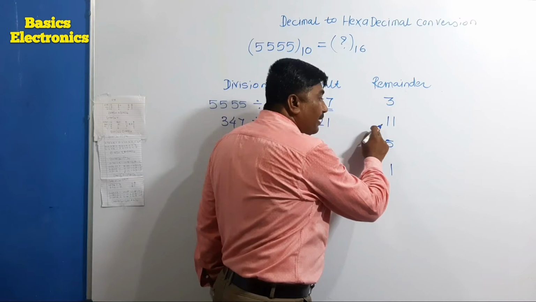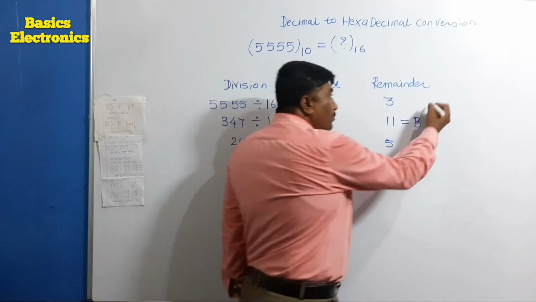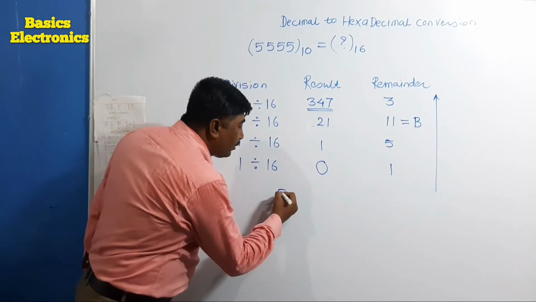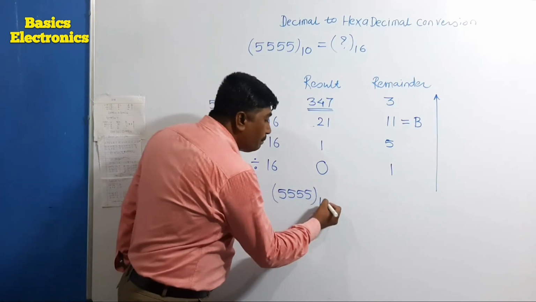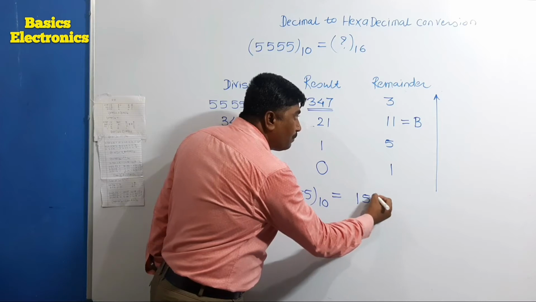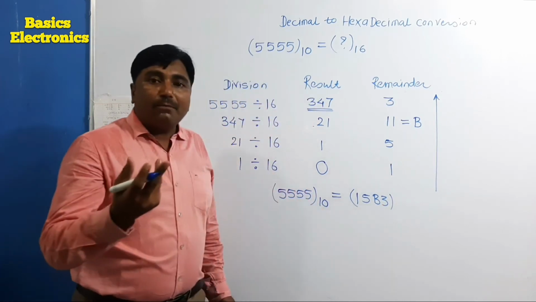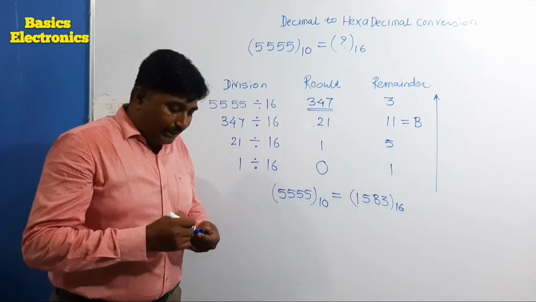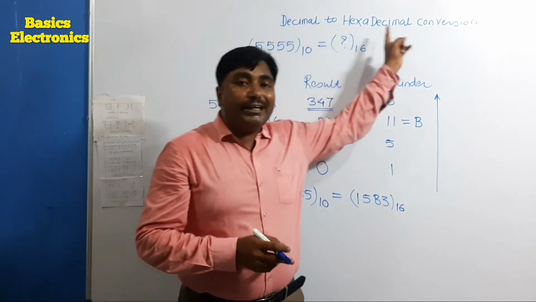So here is the 11, and 11's equivalent in hexadecimal is B. Now we can write down these remainders in reverse order. So 5555 base 10 is equal to 15B3. We have to write down the base too. The base of hexadecimal is written as 16. Okay, so this is the conversion of decimal into hexadecimal.